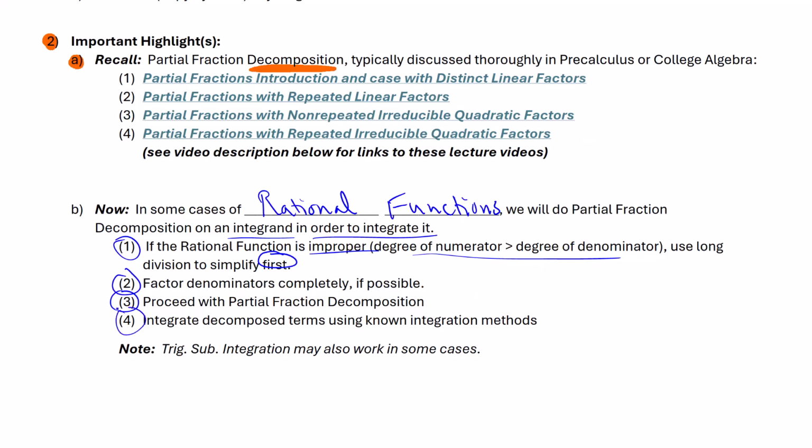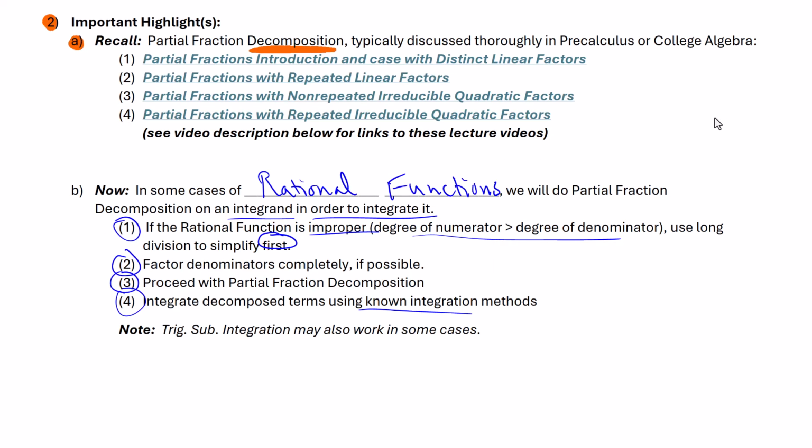And then lastly, or fourthly, we're going to integrate decomposed terms using known integration methods. So anything you know about integration so far might be used, and that's the point here. But we'll see how the decomposition actually helps us get to a place where we can use them. But then another note to put in here is that trig sub integration, which was our previous topic, may also work in some of these cases. We'll just have to see.